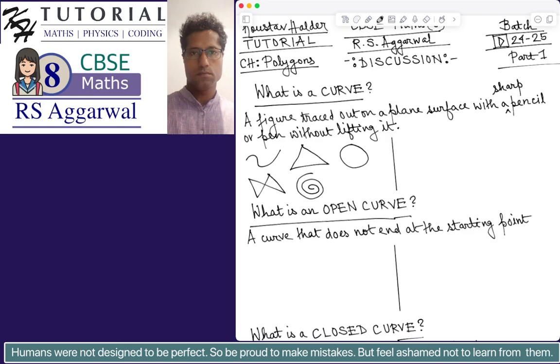Now what is a figure? A figure means a two-dimensional shape. Now why two-dimensional? Because we are drawing the figure on a plane surface.